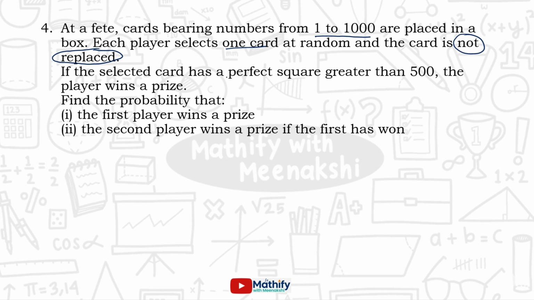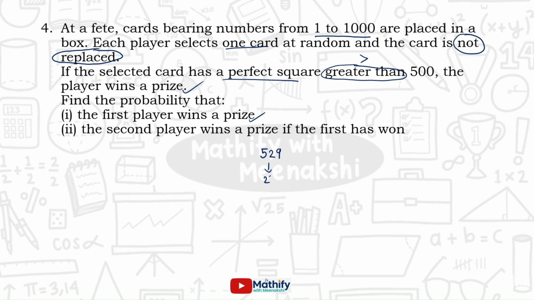If the selected card has a perfect square greater than 500, that means if your number is a square that's greater than 500, then the player will win a prize. So, the probability that the first player wins a prize. Now we have to think of numbers that are perfect squares and more than 500. You know that the first perfect square more than 500 is 529.